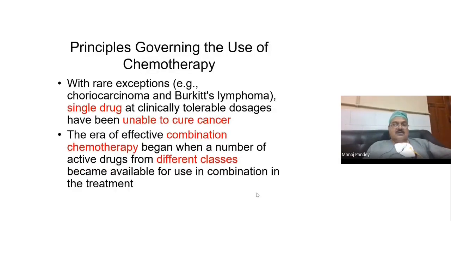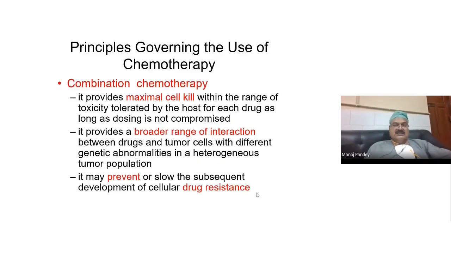Now, there are a few examples like choriocarcinoma and Burkitt's lymphoma, where a single drug is very effective. But apart from that, wherever cancer chemotherapy is used, it is a combination chemotherapy. Combinations are always carefully decided. There are certain rules which decide what two drugs can be combined. So most of the time, the first thing is that the two drugs should be from two different classes. One thing is that only the drugs which have maximum cell kill when they are used alone are to be combined.